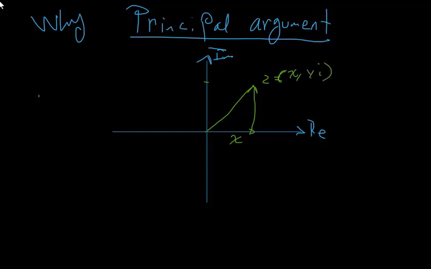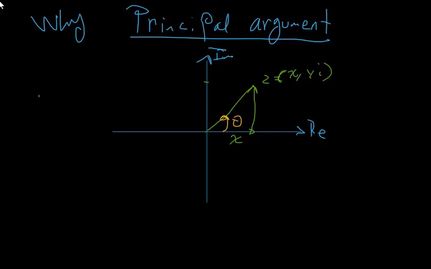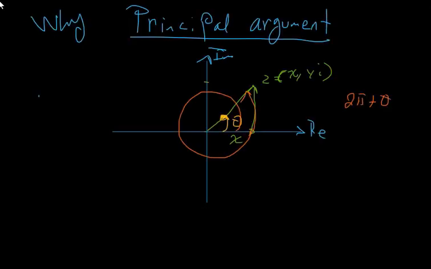Look at this one. If we have this theta from the positive real axis, we have multiple ways to reach here. Let me use one here. I'm going to start from this one, and it just goes all the way around. That is 2 pi, plus theta. I have one option.